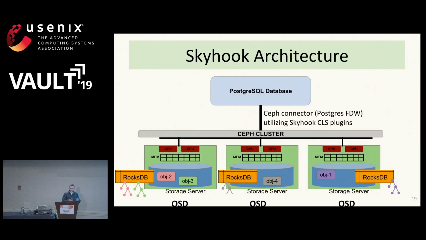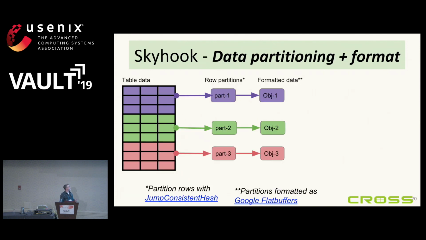So what is the architecture? We have a database on top, and then there's a connector layer. Think of it as an external table interface, in this case Postgres FDW. And it's going to utilize those Skyhook CLS plugins in Ceph that we built. And the architecture on the bottom remains the same. There are no changes to that.